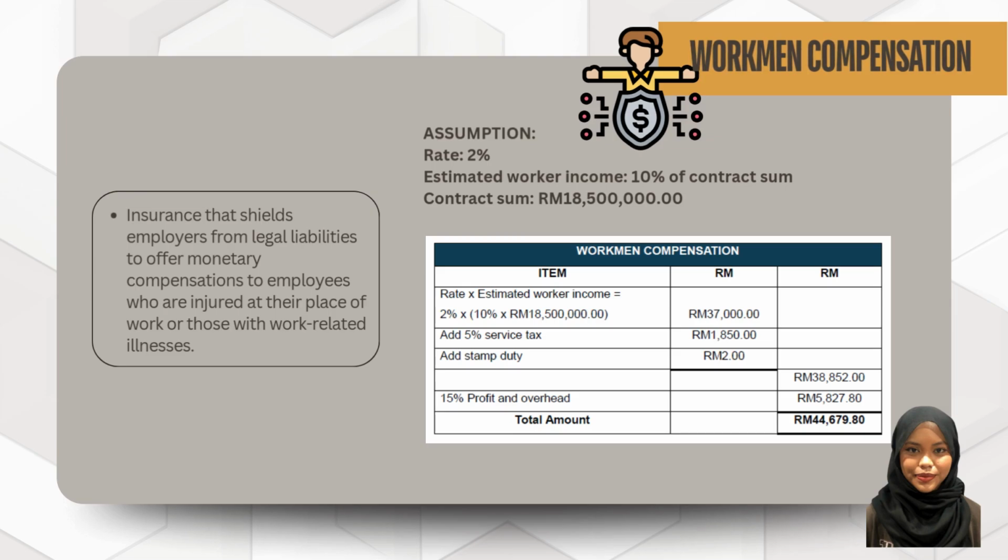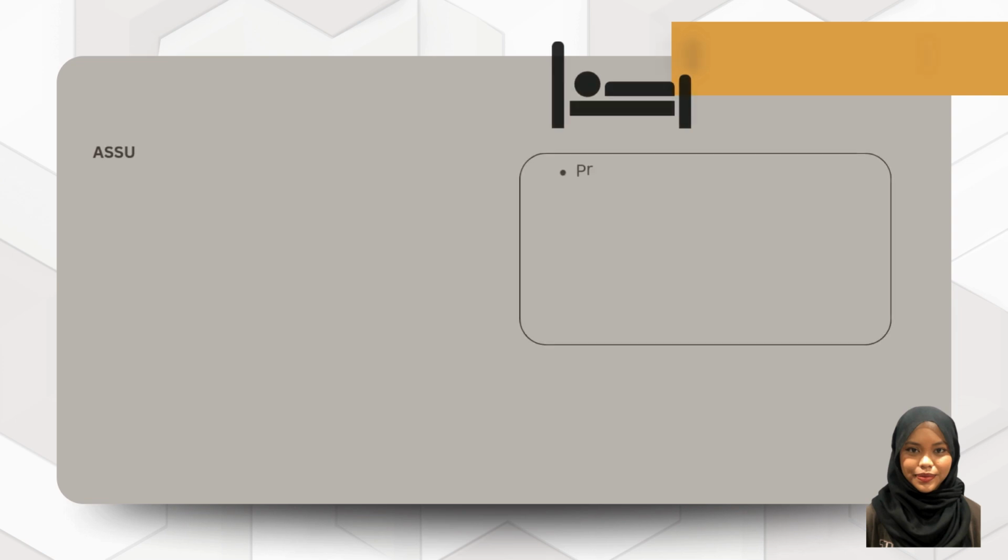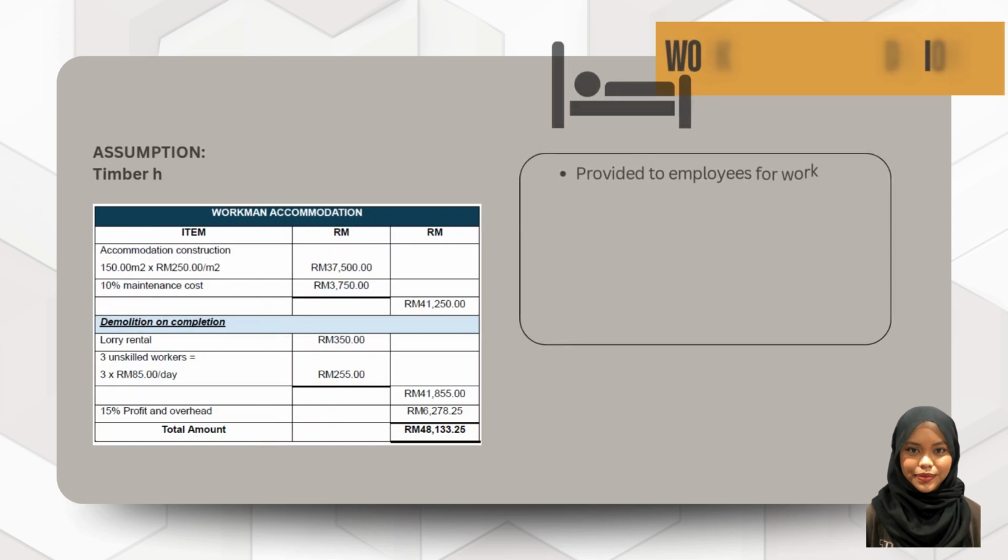80,500,000. And then we need to add 5% service tax and 2 ringgit to add stamp duty. And the total after 15% profit and overhead, we get 44,679 ringgit and 80 cents.